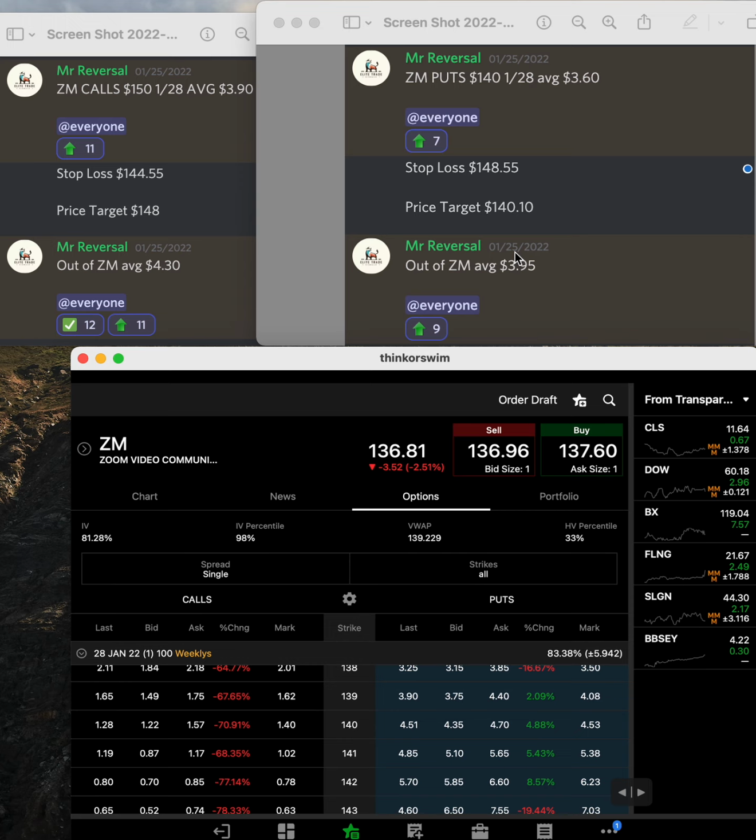I hope this helped you understand how to enter and exit. Calls are always to the left. Puts are always to the right. Strike is always in the middle. You have a 39 strike call and a 39 strike put. You have a 40 strike. With all these strikes, you always have a call and a put. So just make sure you're entering accordingly and paying attention to detail. When we say Zoom puts, they're always to the right. If we say Zoom calls, they're always to the left.